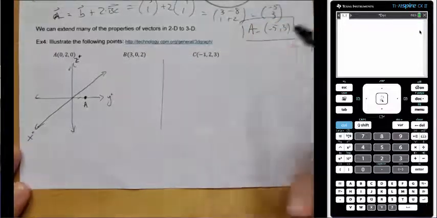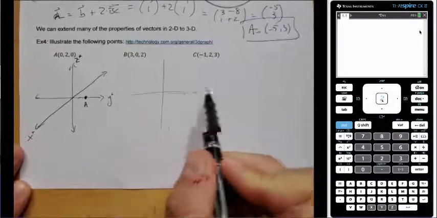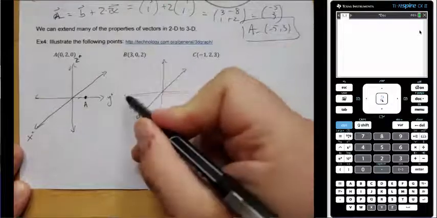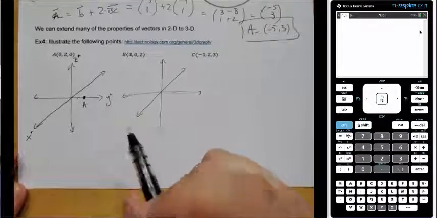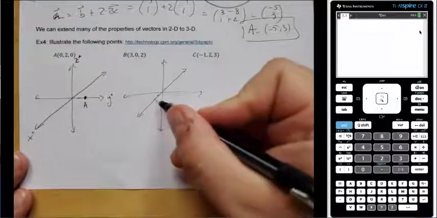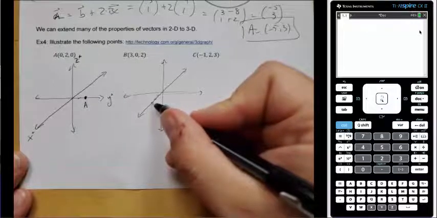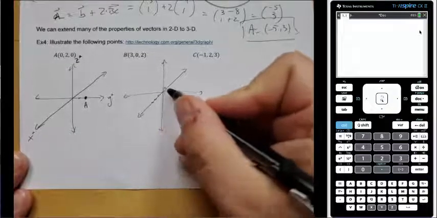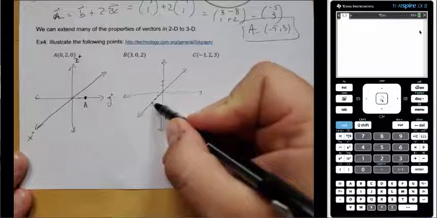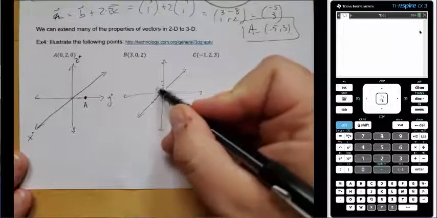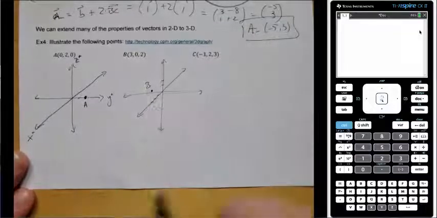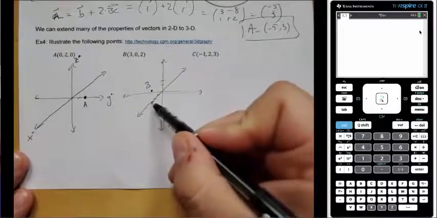I think if I draw similar axes, then at the point 3, 0, 2, I'm going to go 1, 2, 3 along the x-axis, nowhere along the y, but 2 up. So 3, left and right 0, and up 2. And I think I would go 3 and up 2.